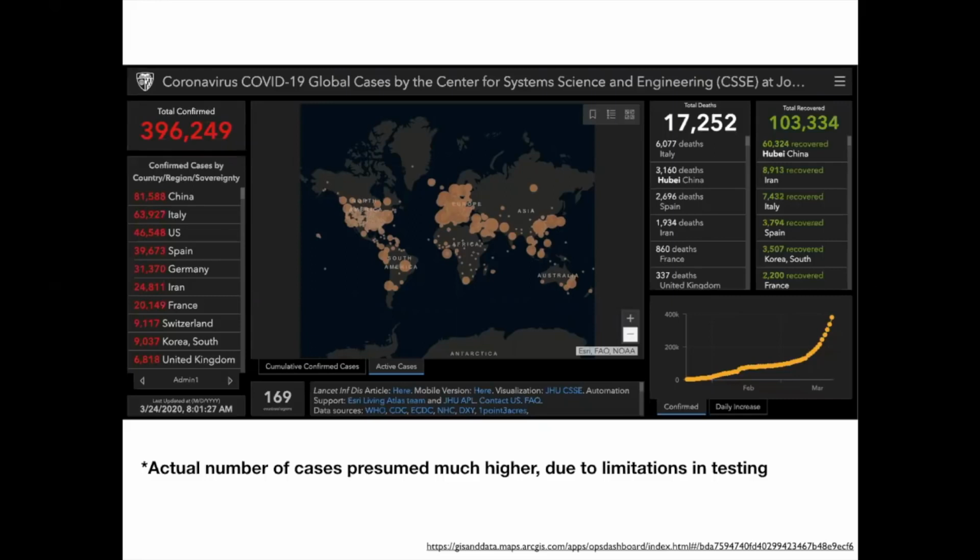This is not likely reflective of the actual number of cases. These are just the confirmed cases through screening, but as we know, there are currently limitations in testing, so the actual number of presumed cases is thought to be much higher than this. And as of this morning, so March 24th, 2020, we were reaching over 17,000 deaths, 17,252 deaths worldwide.